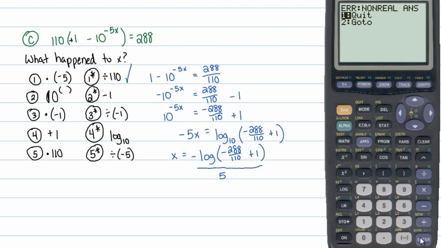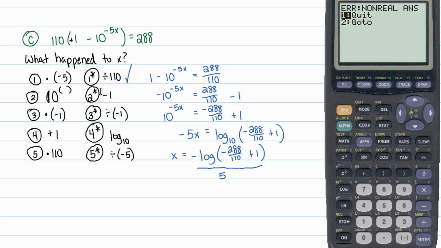The first thing you should do when you get a non-real answer like this is check that you did everything correctly. We actually did, but I'll walk through this. What happened to x? It got multiplied by a negative 5. Got that. It was raised base 10. Got that. Multiplied by a negative 1. Got that. Added to by 1. Got that. And then that whole thing was multiplied by 110. Got that. So divide by 110.